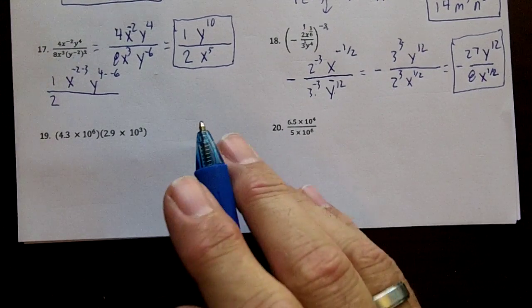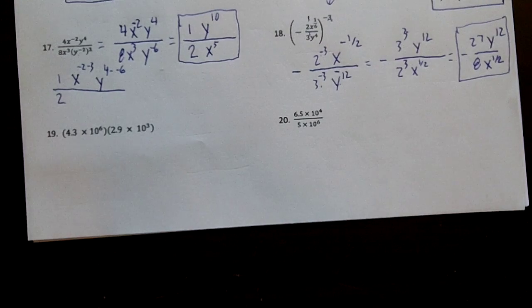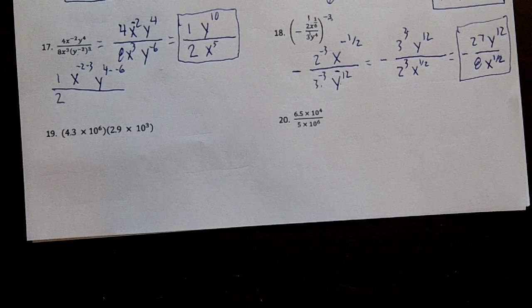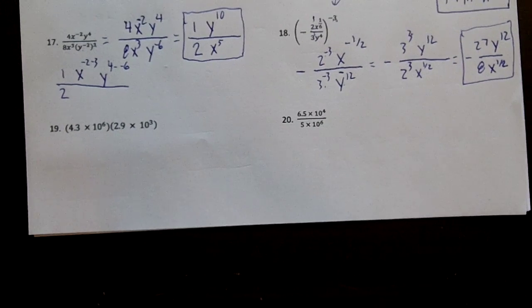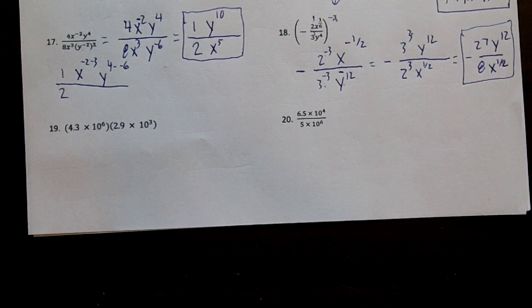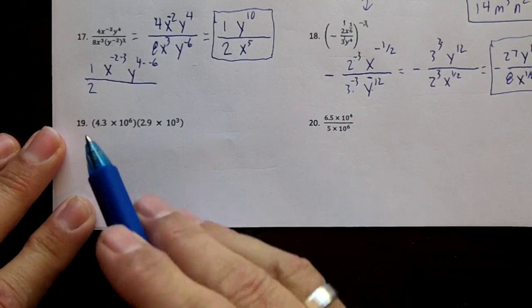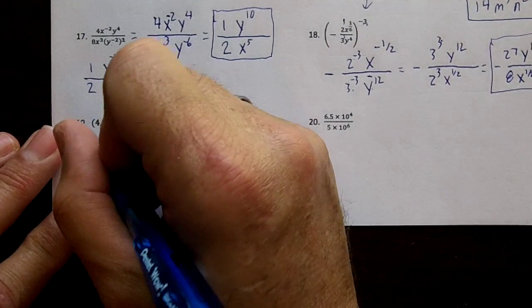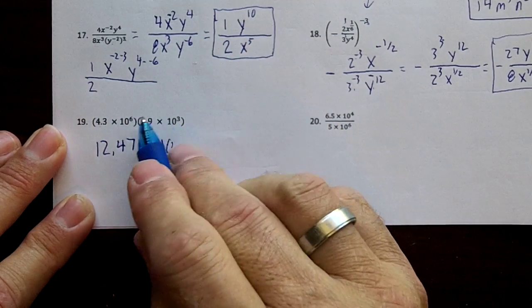Number 19. When you multiply, you add your exponents. Let me get a calculator here. Okay, so we're going to multiply 4.3 times 2.9. We get 12.47. So 4.3 times 2.9 is 12 and 47 hundredths times 10, and we're going to add our exponents.